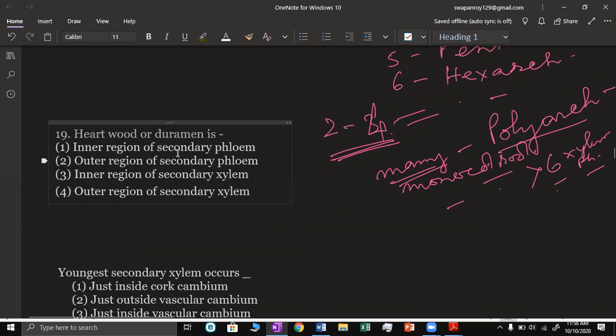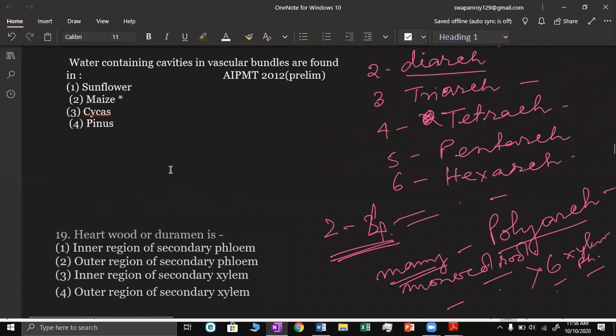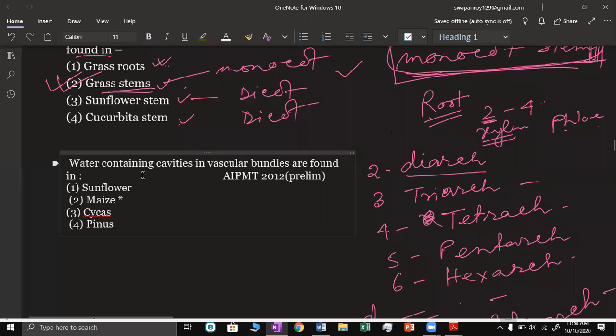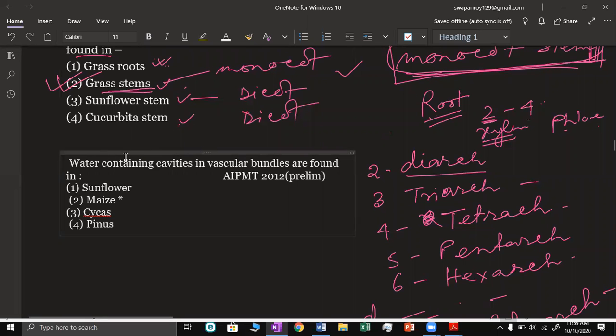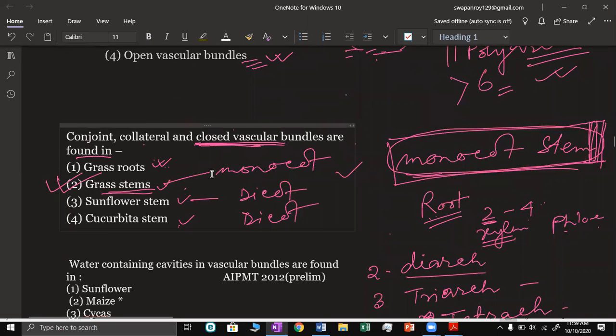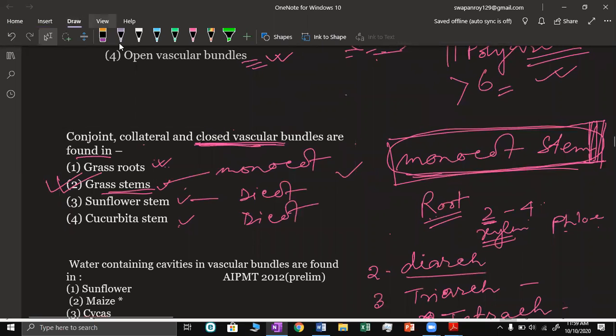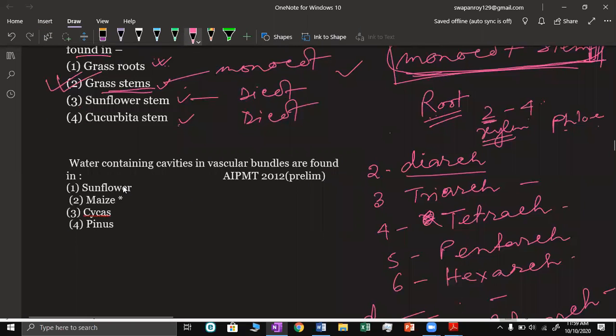yesterday we did this question. I think we did up to here. The last question we did was that conjoined, collateral and closed vascular bundles are found in grass stem. Okay. So this was the next question, that is, water containing cavities in vascular bundles are found in.